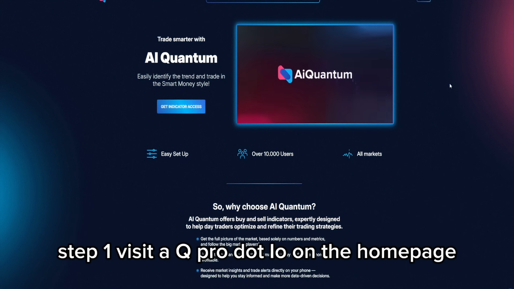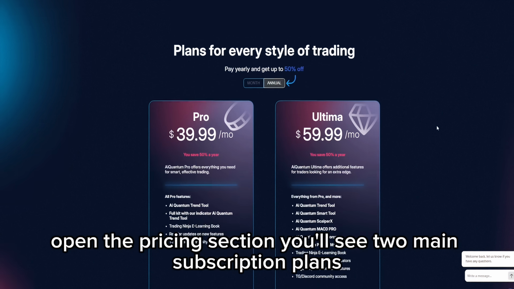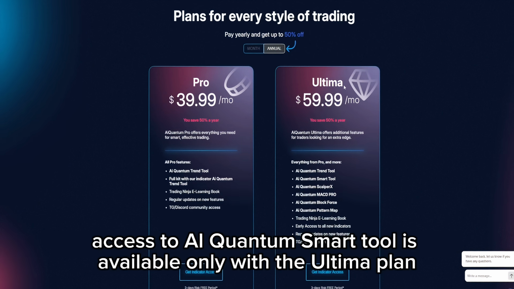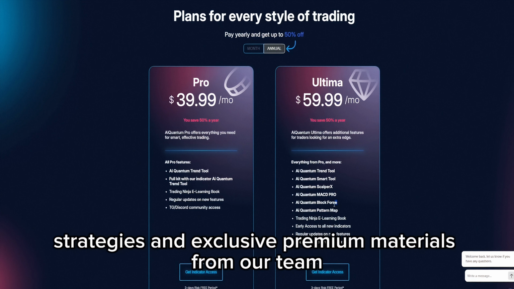Step 1. Visit aqpro.io. On the homepage, open the pricing section. You'll see two main subscription plans, Pro and Ultima. Please note, access to AI Quantum Smart Tool is available only with the Ultima plan. The Ultima plan also includes advanced indicators, strategies, and exclusive premium materials from our team.